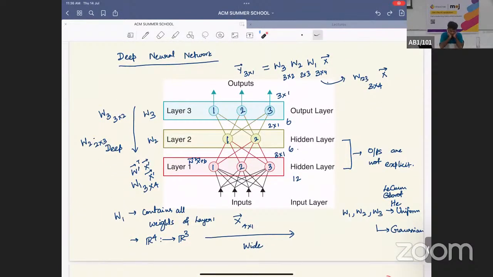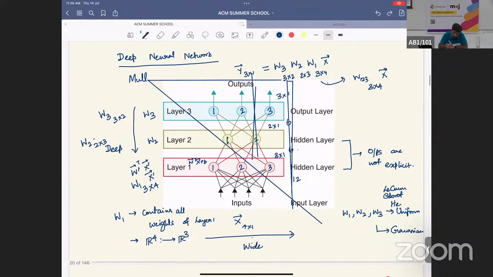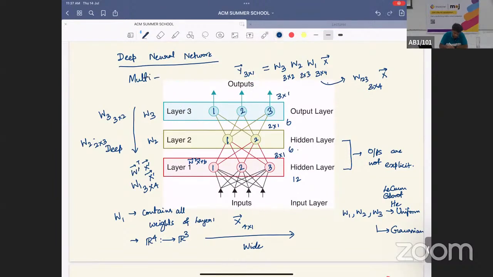We'll skip some of the things. This will give you an understanding of what a multi-layer perceptron is. So this is an example of a perceptron, or it is also called MLP. Some people call this a multi-layer perceptron.